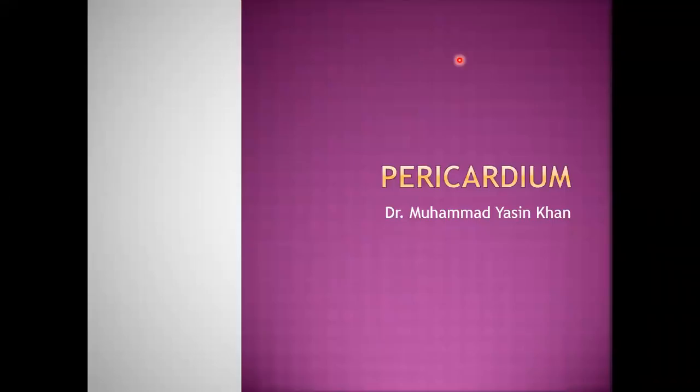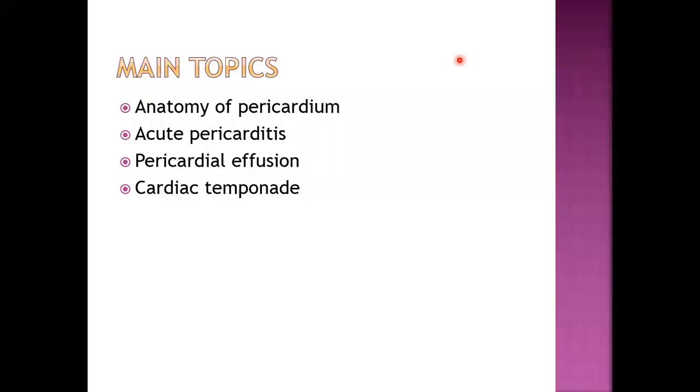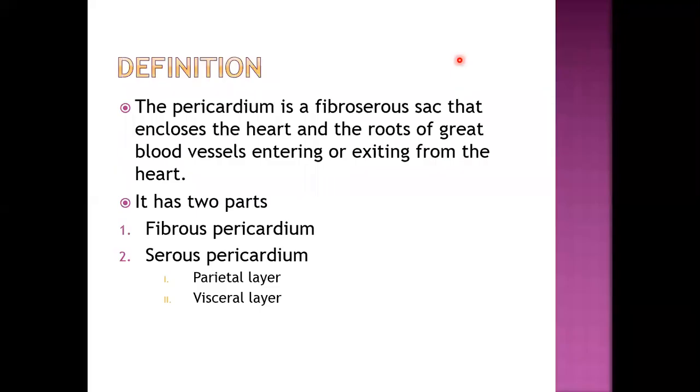Khan, and today we will be discussing the anatomy of the pericardium and a few of the clinical correlations related to the pericardium. So today's main topics are the anatomy of the pericardium, acute pericarditis, pericardial effusion, and cardiac tamponade. Starting with the definition, the pericardium is a fibrous serous sac that encloses the heart and the roots of the great blood vessels that are entering or exiting the heart.